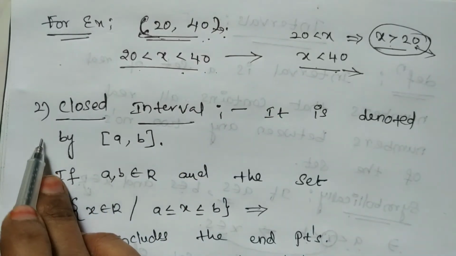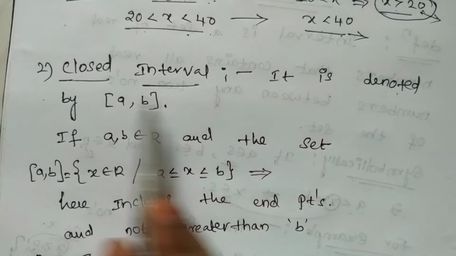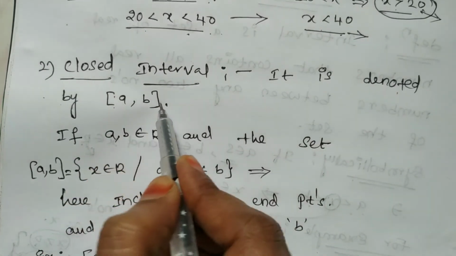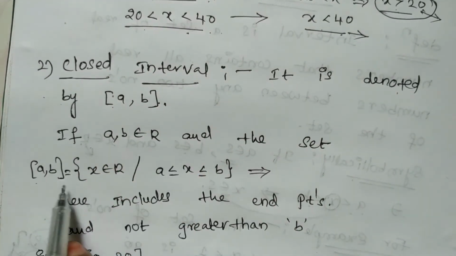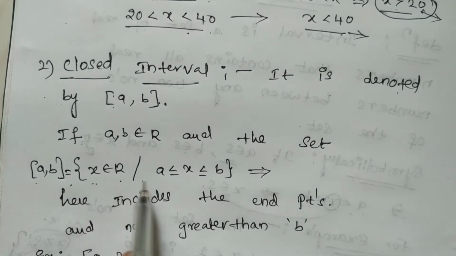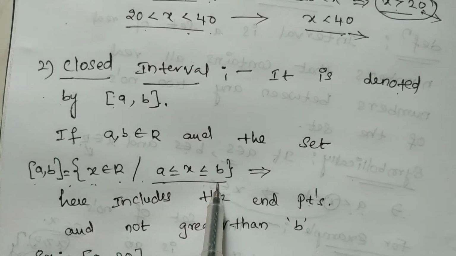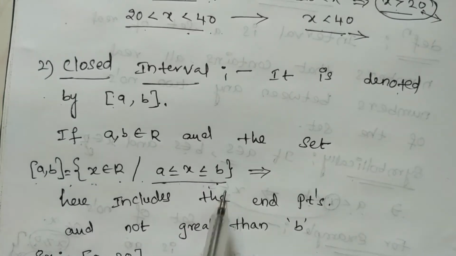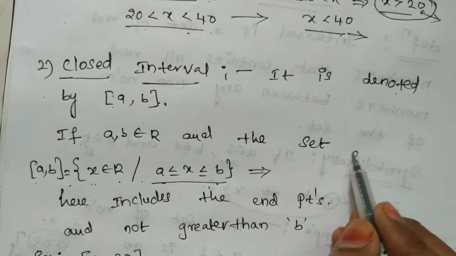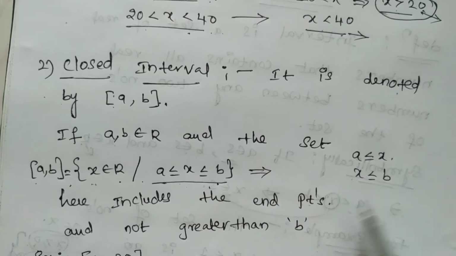Next, the second one is the closed interval. A closed interval is denoted by [A, B]. The set can be written as X belongs to R such that A less than or equal to X less than or equal to B. That is, A less than or equal to X and X less than or equal to B.